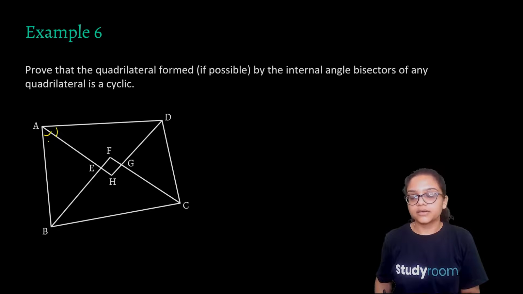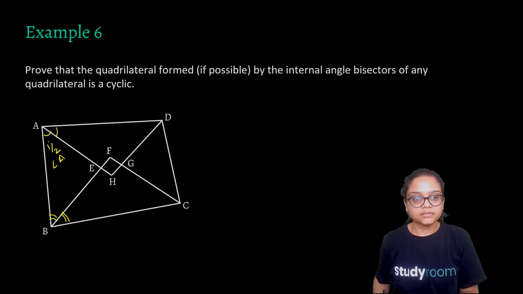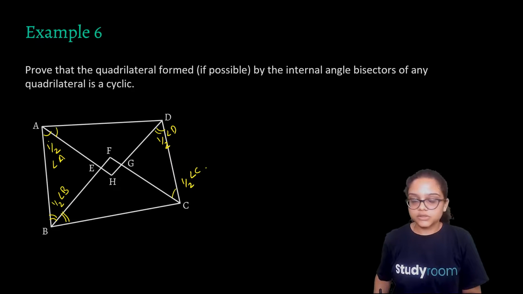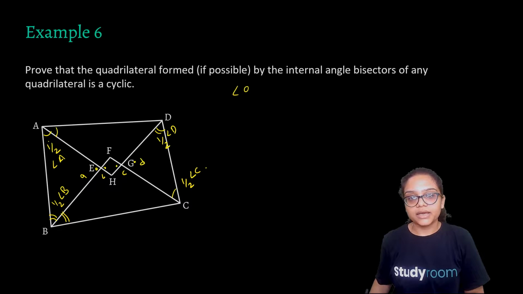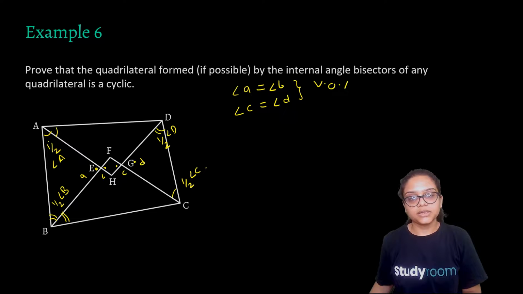This angle is equal to this angle because it's already said that these are internal angle bisectors, and this angle is equal to this angle. So we can say that this is half angle A, and this is half angle B. Meanwhile, you can do it from here also. This is half angle D, and this is half angle C. Okay. So suppose I am naming the angles as A, this is B, this is C, and this is D. So we also know that angle A would be equal to angle D by vertically opposite angles, and angle C would be equal to angle D, both by vertically opposite angles.